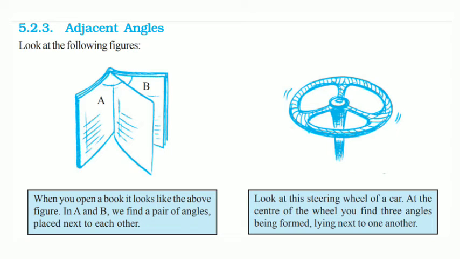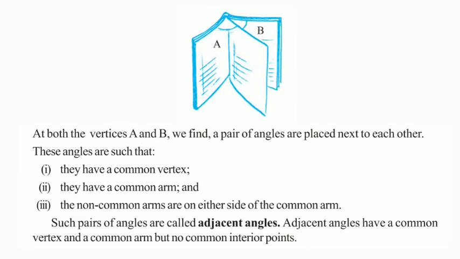Now adjacent angles. In the first figure, when you open a book, it looks like the above figure. At A and B, we find a pair of angles placed next to each other. Look at this steering wheel of a car. At the center of the wheel, you find three angles being formed lying next to one another. So in the first we got two angles, now next we got three angles.